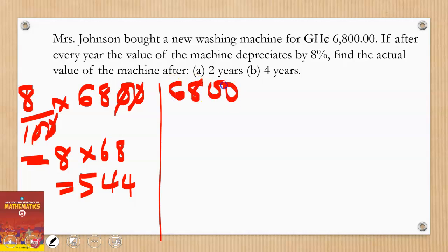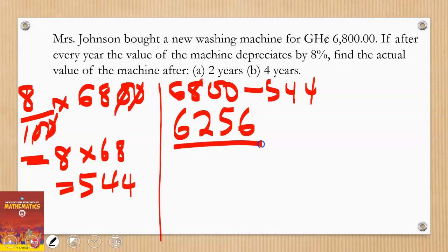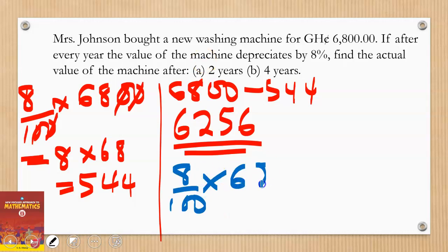What it means is that after using the machine for 1 year, the machine will have a new value of 6,800 minus 544, and when you do that, we have 6,256. That is the new value of the machine after using it for 1 year. Okay, what will happen if I use it for 2 years? I'm going to have 8% times 6,256. So this is what we are going to do.